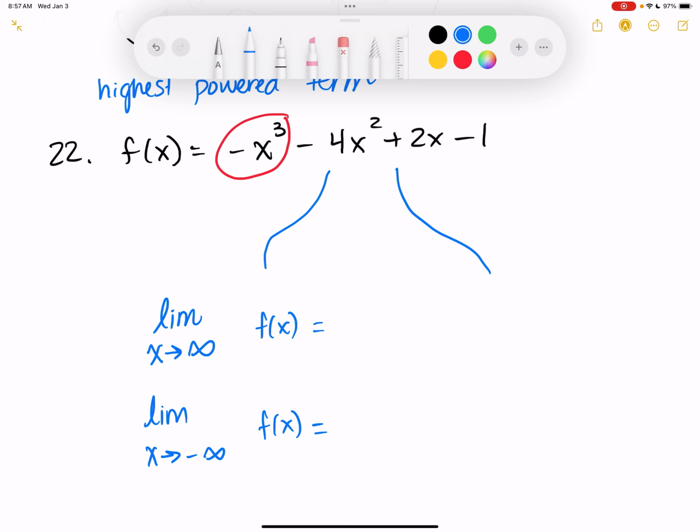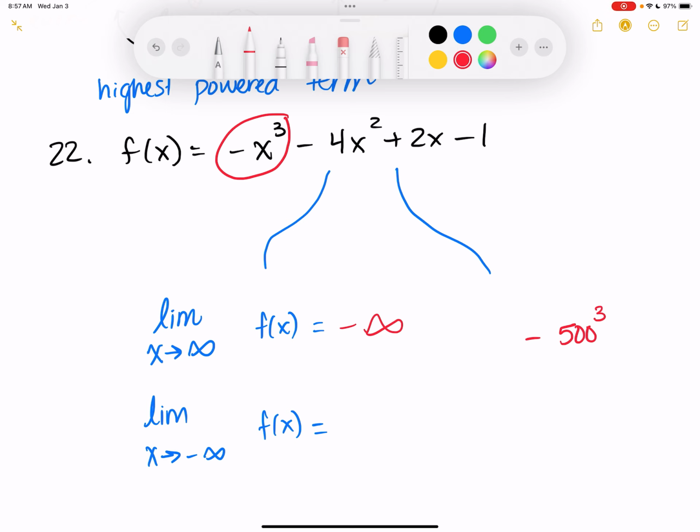So if I were to plug in, say, positive 500, okay, to this function, I would have something like negative 500 cubed. What is the sign of that going to be? Is it going to be positive or negative? Negative. And I don't care what the number is. It's going to be infinity. Negative. So this is going to be negative infinity. Yep. Okay, when I plug in something like 500.